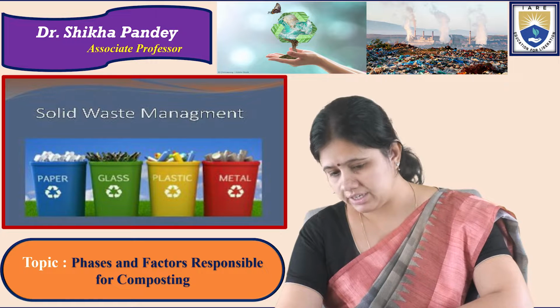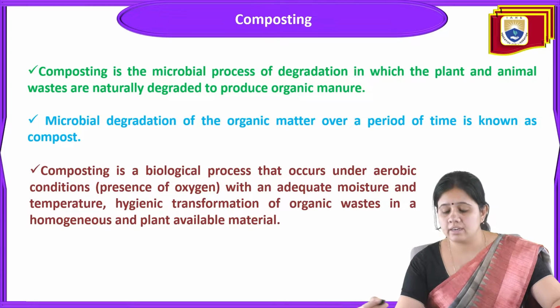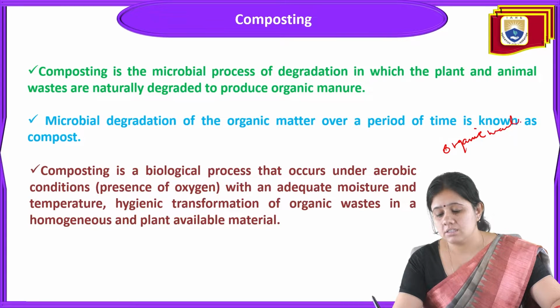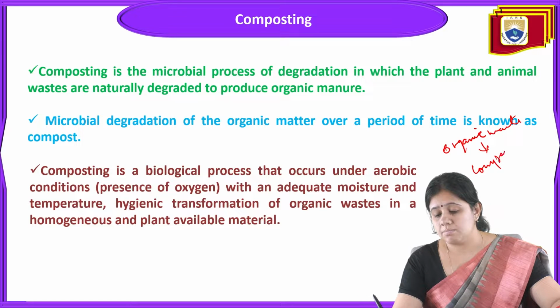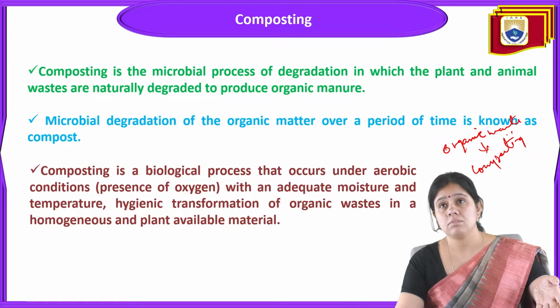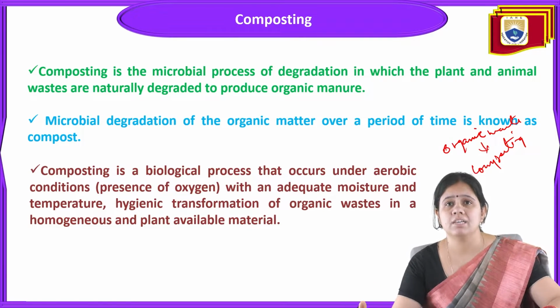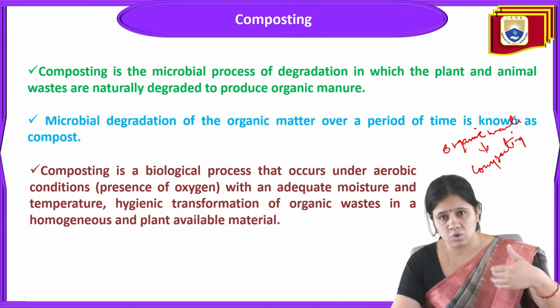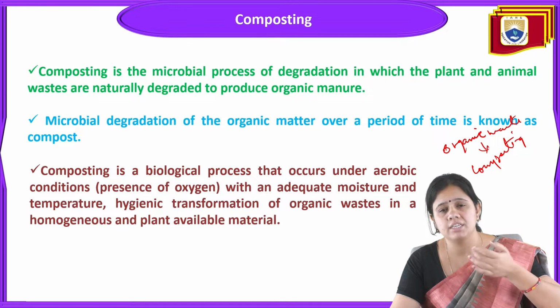In the previous lecture, I discussed agriculture waste. As we know, agriculture waste is organic in nature. So for organic waste, this is the best method to obtain compost from the agriculture waste. Composting is basically a microbial process in which some plant and animal waste are naturally degraded to produce organic manure.